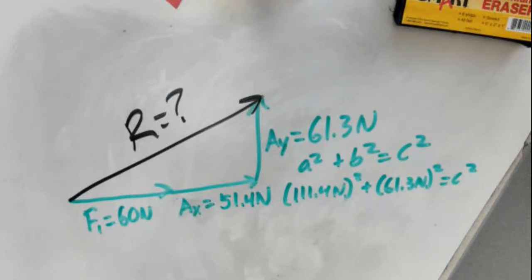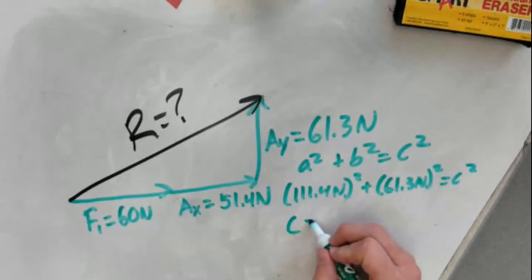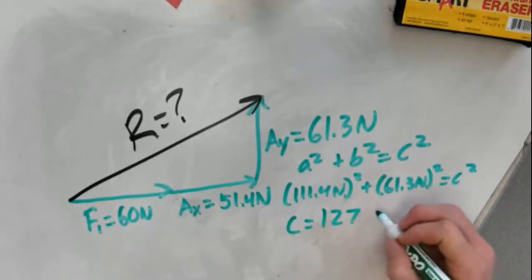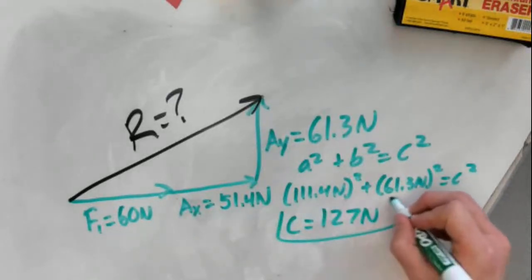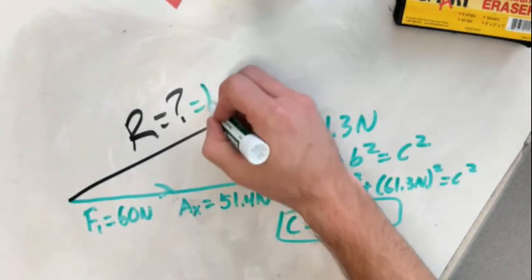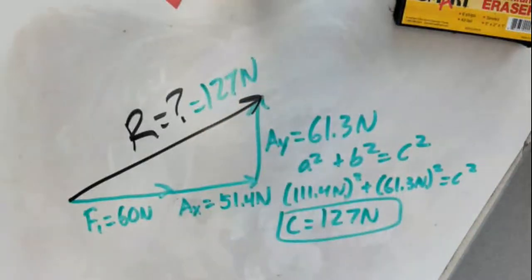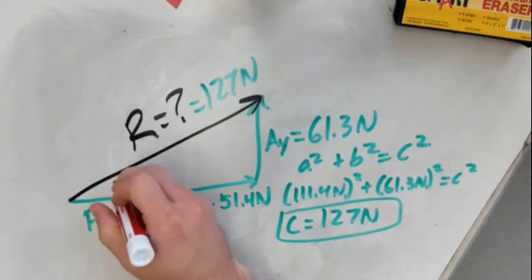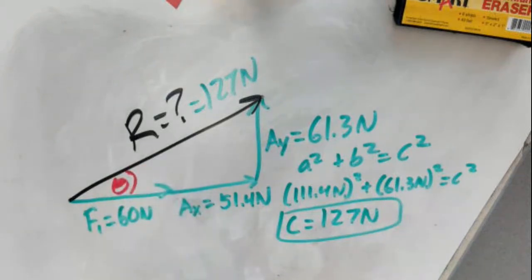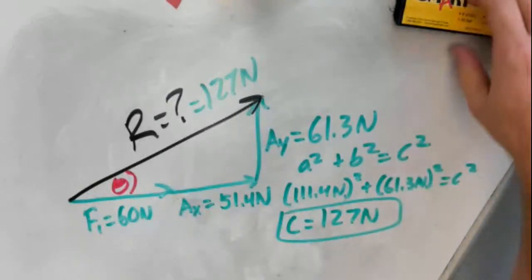Square root of the answer. Good. So C is equal to 127 newtons. That's what your resultant is equal to. And then the last question was, well, find theta, find the angle. So pause if you need to see this. I'm going to wipe it out.